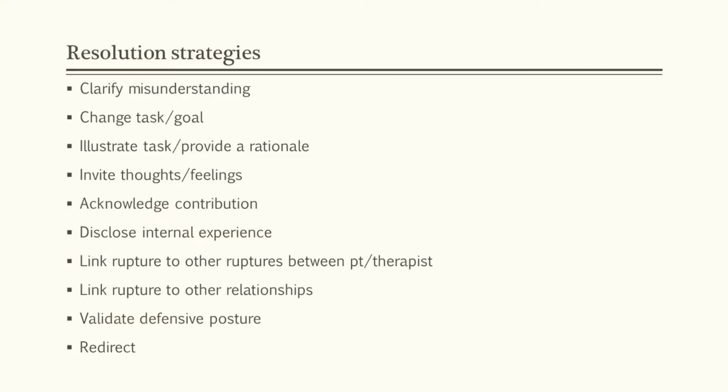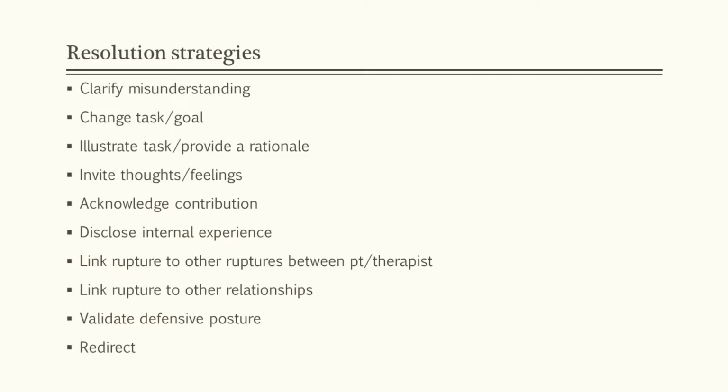Linking the rupture to other ruptures between the patient and therapist. So this is when you observe, we've got this rupture going on between us right now. This is similar to other ruptures we've had. Like, here we go again. We're engaging in that power struggle again, or we're doing that dance again. That's an example of linking. If the link is to other relationships, so the thing that's happening between us is like what you were describing happened with you and your brother, for example. So a lot of transference interpretations could probably fit into this kind of category.